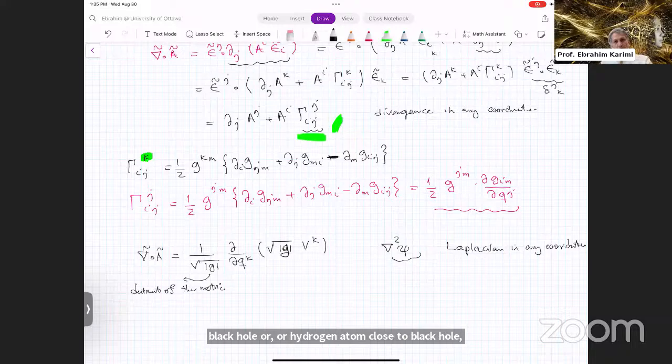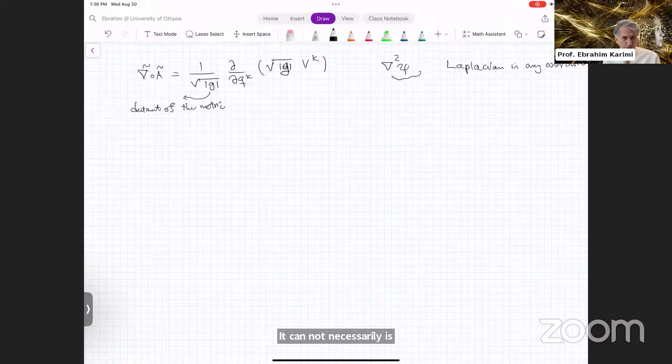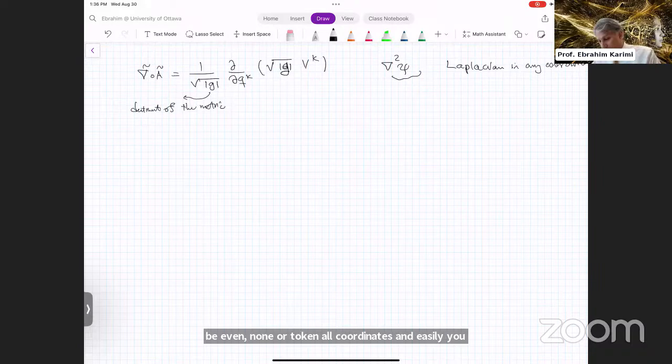Okay. So that is what we work with, and it's really, really helpful when you choose the coordinate based on the symmetry that you have, but you have no idea what the derivatives, gradients, and divergences are in that space, and easily you can build up all of those calculations in any arbitrary coordinate that you have. It does not necessarily have to be an orthogonal coordinate, it can be even non-orthogonal coordinates, and easily you can build up the calculation in that specific basis.